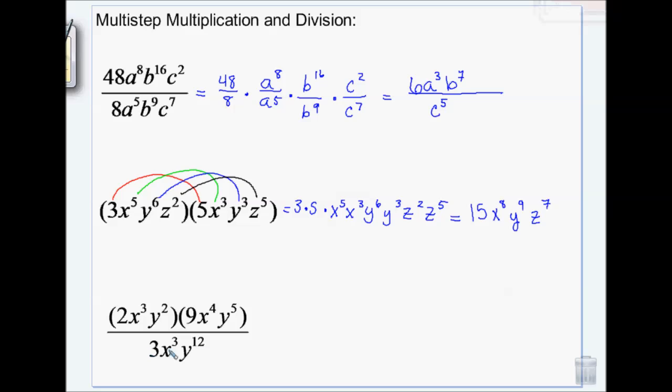Now when you have both, we have multiplication and division. We need to do the multiplication first and then do the division. So I'm going to do 2 times 9 to get 18. X to the 3rd times x to the 4th, that's going to give me x to the 7th. And then y squared and y to the 5th is going to give me y to the 7th.